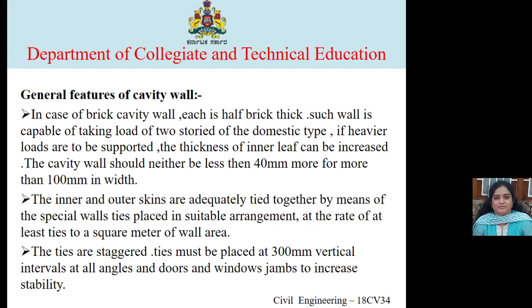The ties are staggered. Ties must be placed at 300 mm vertical intervals at all angles, and at door and window jambs to increase the stability. So I'll show you that.